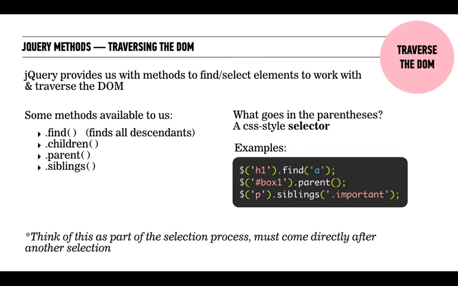So first of all, there's find, and that's just going to find all the descendants of whatever you want. In this case, we are selecting an H1 and we're saying find the link inside of this H1. And if there's more than one link, then it would find all of them, essentially. You can do the same to find children or parents or siblings of whatever you want.